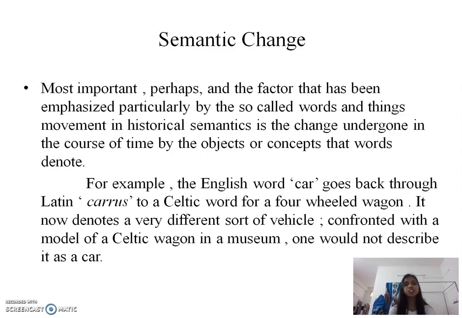Now I am going to tell about the semantic change of a language. Most important, perhaps, and the factor that has been emphasized particularly by the so-called words and things movement in historical semantics, is the change undergone in the course of time by the objects or concepts that words denote. For example, the English word car goes back through Latin carrus to a Celtic word for a four-wheeled wagon. It now denotes a very different sort of vehicle. Confronted with a model of a Celtic wagon in a museum, one wouldn't describe it as a car.